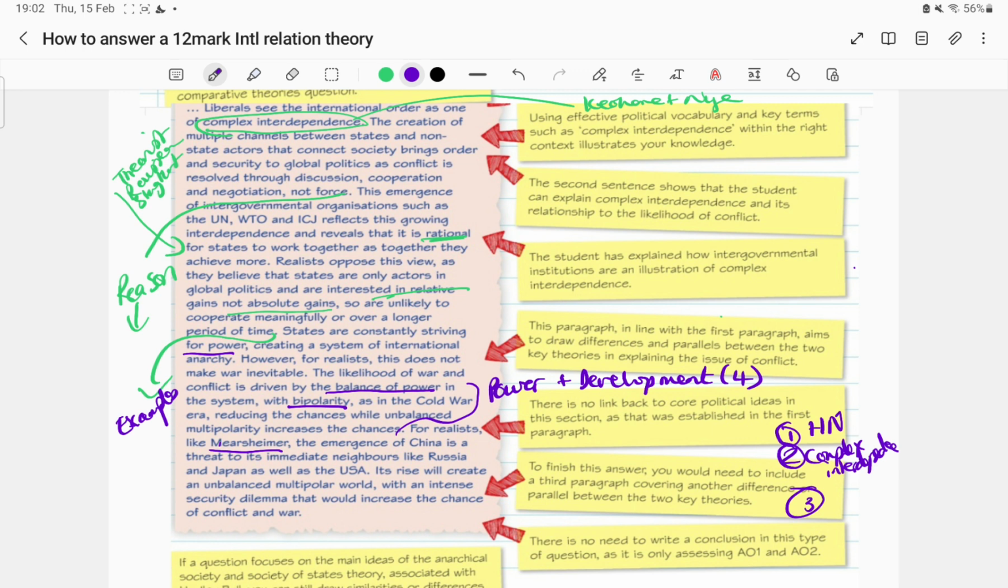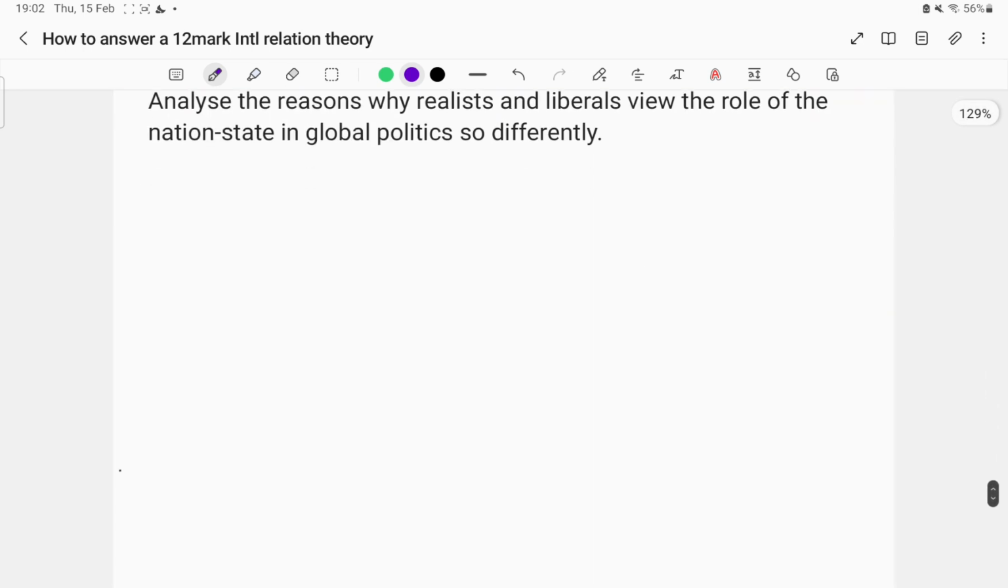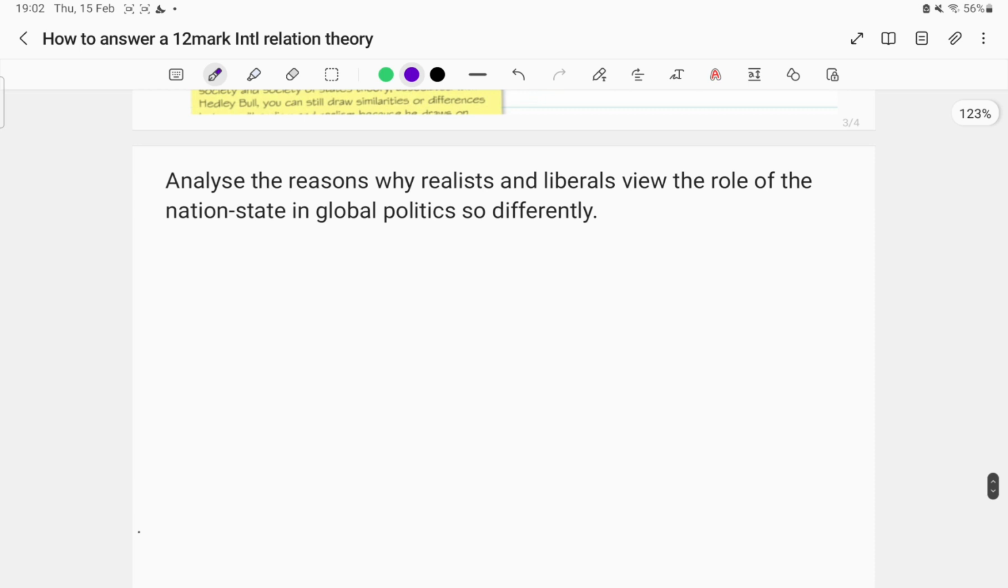So I am going to look at a question with you and essentially show you how I would answer this question. And it's one of the questions that I've previously put up as one of the examples. So the question is, analyze the reasons, and we're going to need 3, why realists and liberals view the role of the nation state in global politics so differently.